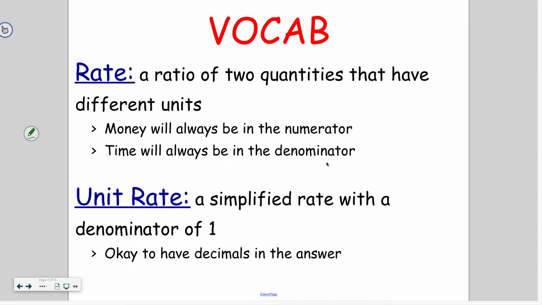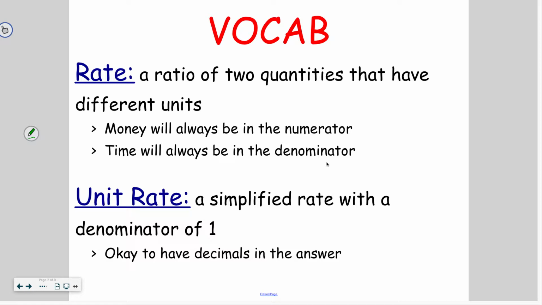If there is any amount of time, so hours, minutes, seconds, anything like that, any value of time will always be in the denominator. Other than that, you want to go with the quantity that's listed first would be the numerator, and the quantity listed second is in the denominator, but money and time are an exception. They always have one specific place in the fraction.